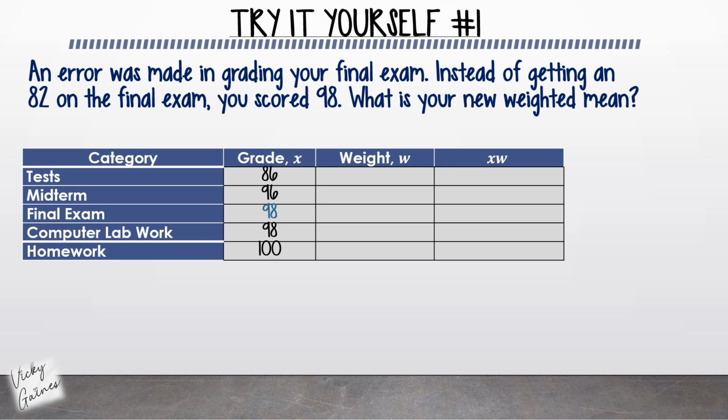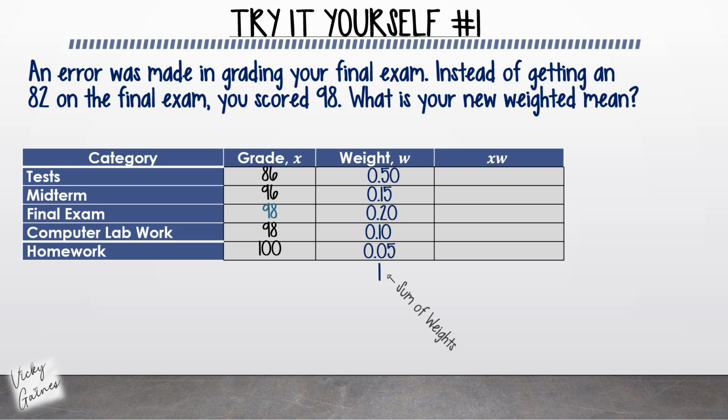Try it yourself. One is just a little bit different than the one we just did. Oops, an error was made in grading your final exam. Instead of getting an 82 on your final exam, you actually scored a 98. Way to go. What is your new weighted mean?